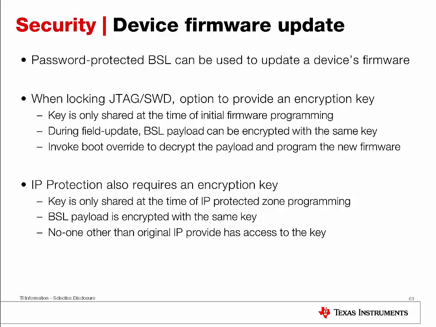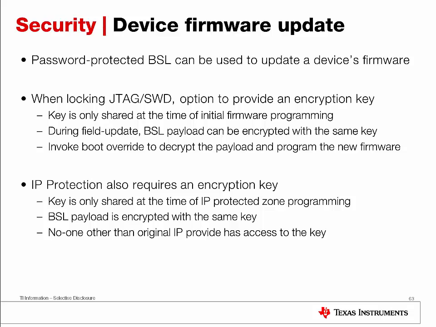The IP protected zones can also be updated given that an encryption key is provided. This is very crucial because it allows for IP vendors to securely provide their field firmware update without their customers getting access into the actual content of their firmware. So again, the encryption key must be shared at the beginning of time when the IP protected zone is being programmed initially. The IP vendor can then provide the payload that is already encrypted with the key to the end user.